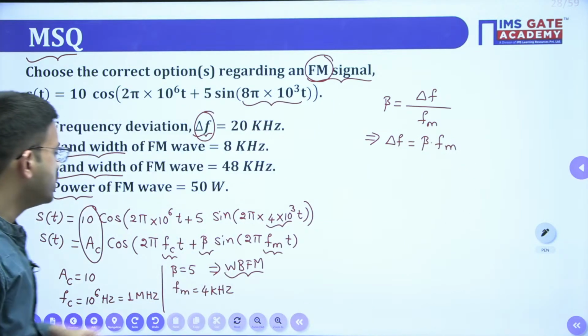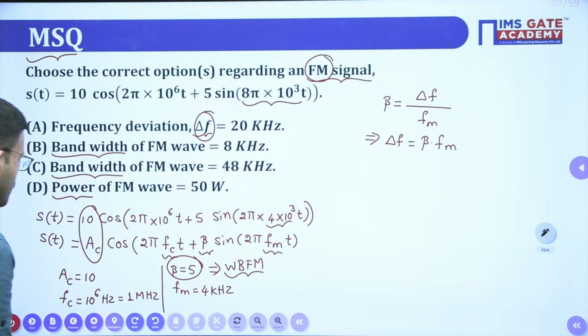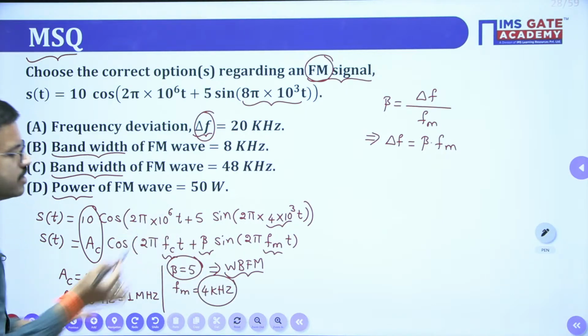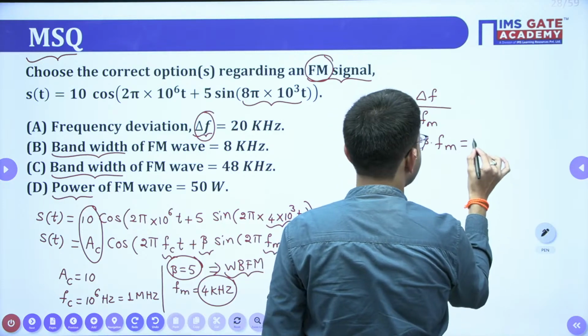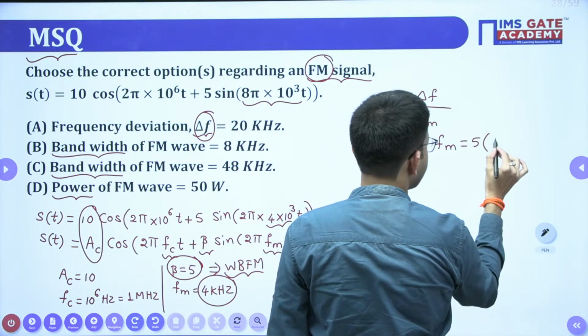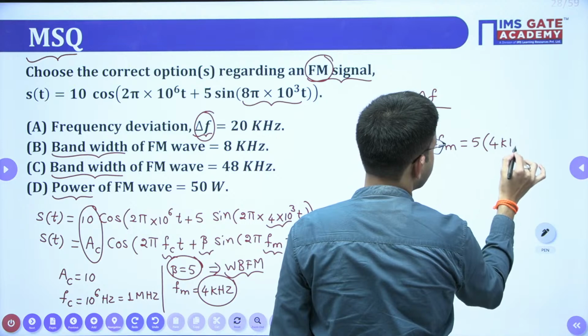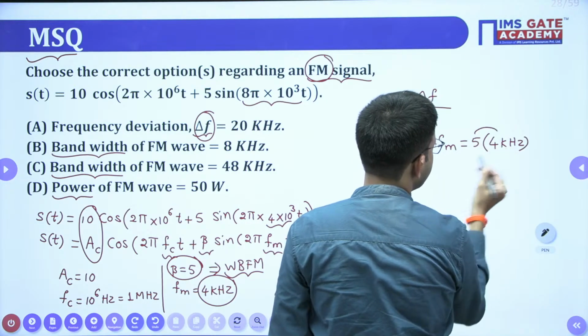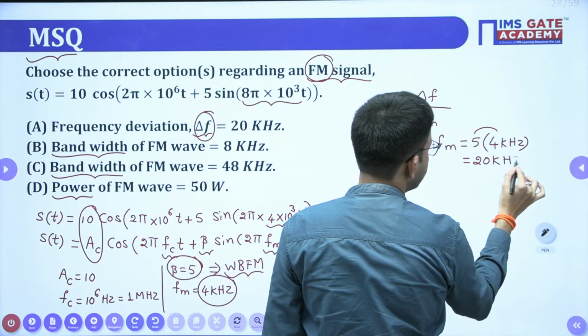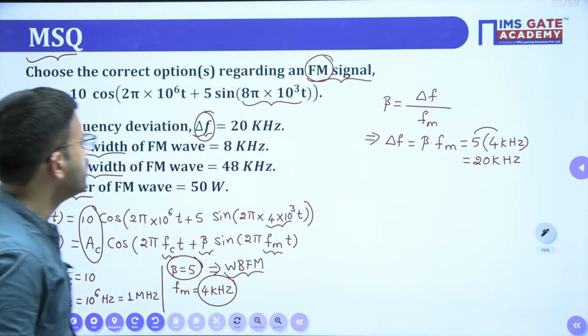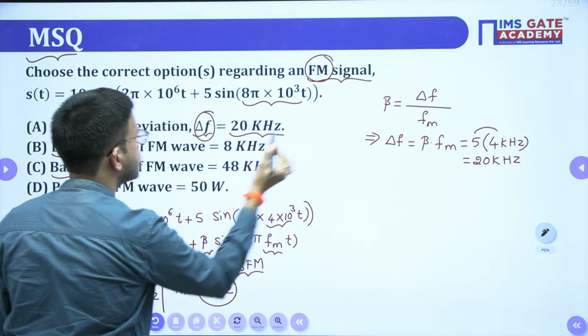Just observe here, beta value you know, FM value you know. So just substitute here. Beta value is 5 and FM value we got is 4 kilo, units are hertz. So 5 into 4 is nothing but 20 kilohertz. That means the frequency deviation is 20 kilohertz. Yes, option A is correct.